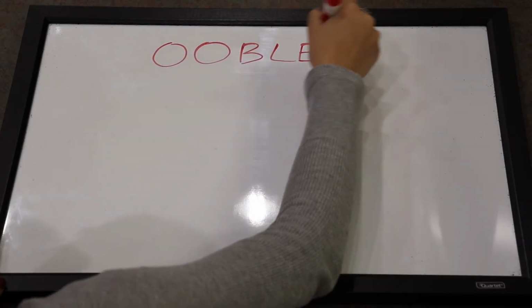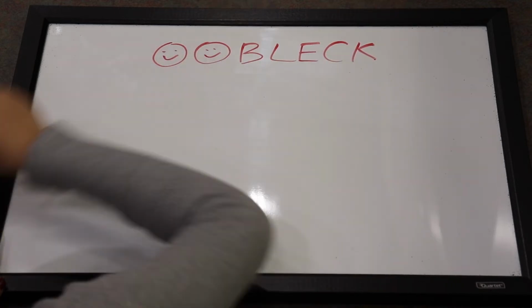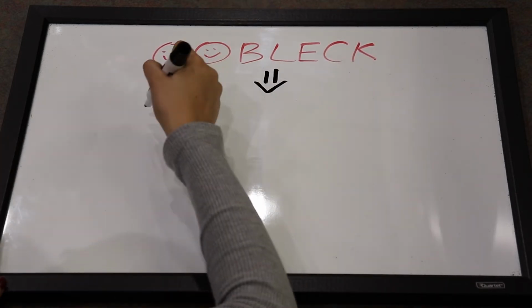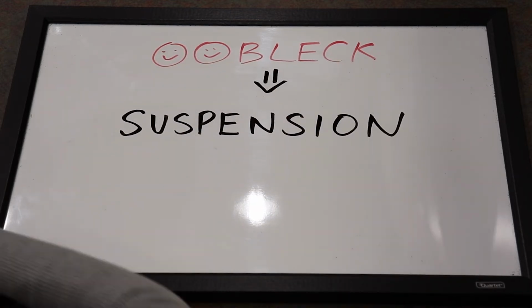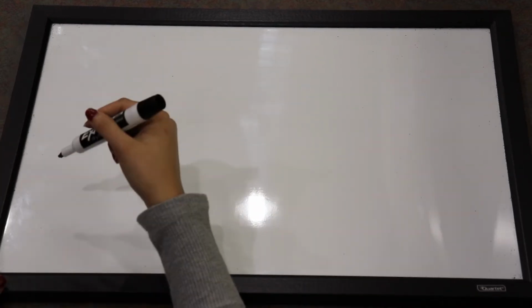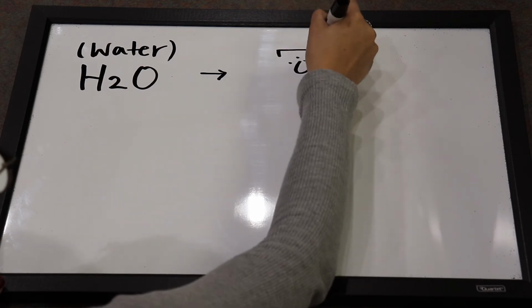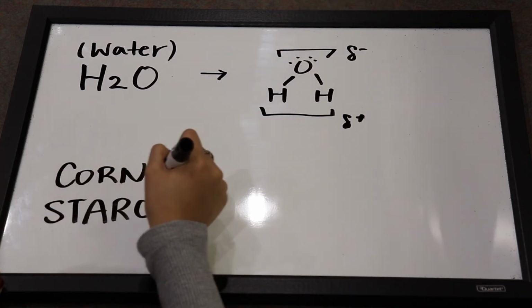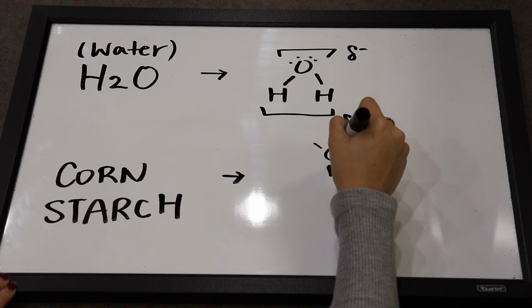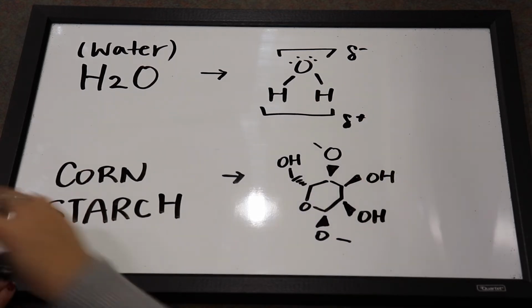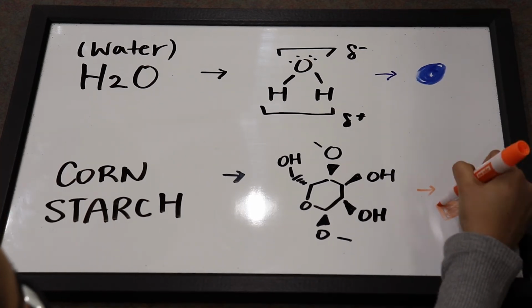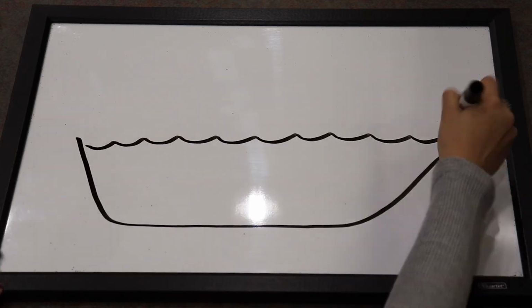Oobleck is a suspension of cornstarch and water. A suspension is a mixture of a solid and a liquid. This mixture is classified as a colloid, a mixture in which the dispersed substance is permanently suspended in a dispersing medium. Here's the chemical structure for a water molecule. And here is the organic structure of cornstarch. For the purposes of making a simple visual, let's represent cornstarch as a large blocky yellow molecule, while water will be represented as small blue circles. Each cornstarch molecule is surrounded by water molecules.